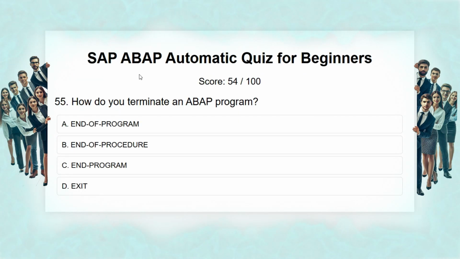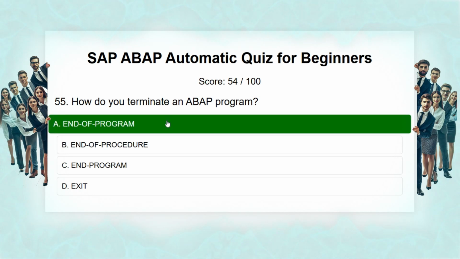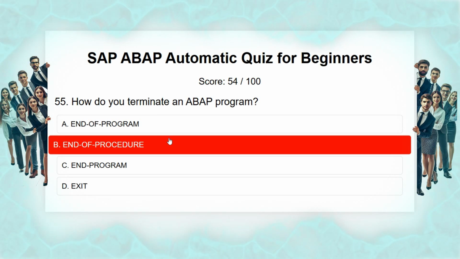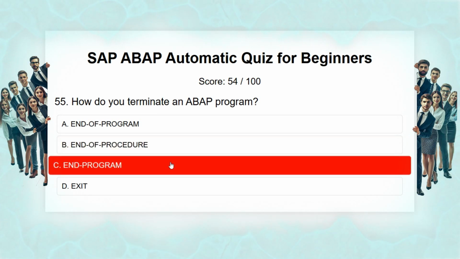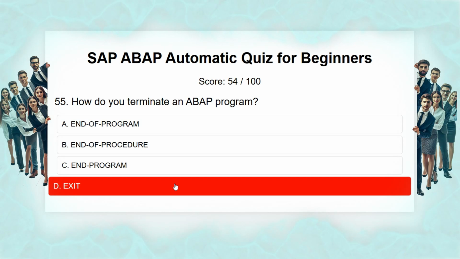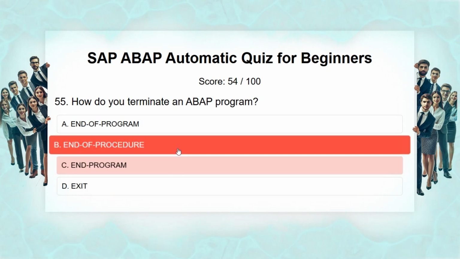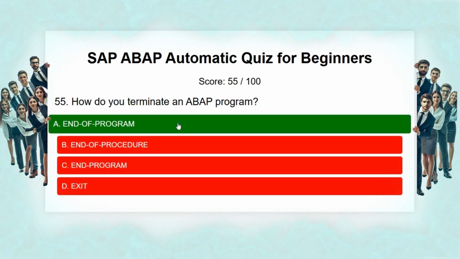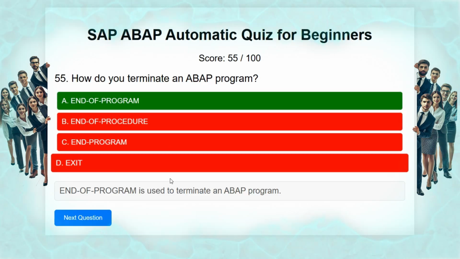55. How do you terminate an ABAP program? A. End of program. B. End of procedure. C. End program. D. Exit. Correct answer. End of program is used to terminate an ABAP program.